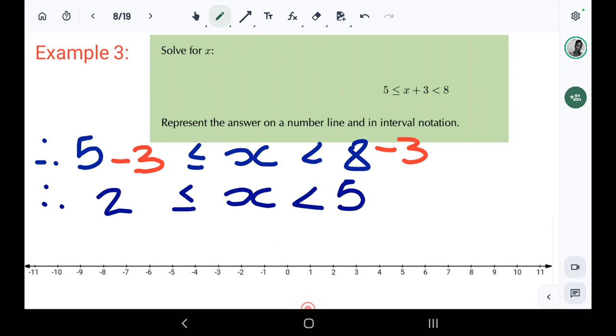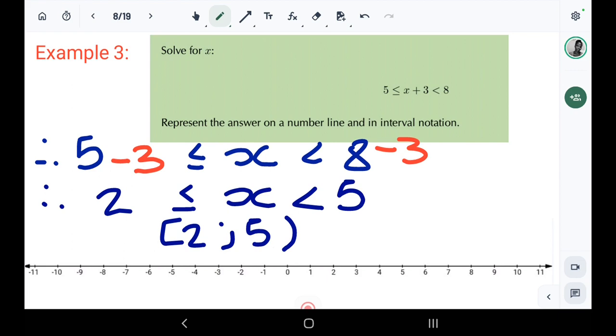Now how do we represent this in interval notation? You've got a square bracket on the left hand side because of the less than or equal to, and you've got a round bracket on the right hand side because of the less than. There you go. And then what are the parameters? You've got 2 on the left hand side and you've got 5 on the right hand side, and that's how you represent that in interval notation.